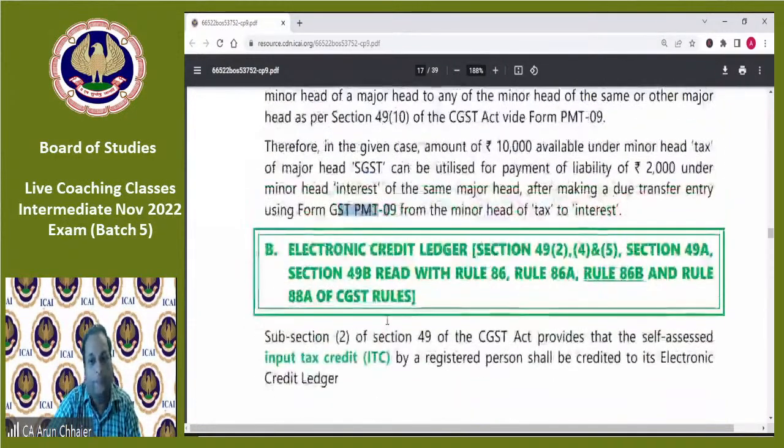That is okay. Now, who can tell me what is the rule 86B? Who can tell me what is the rule 86B?